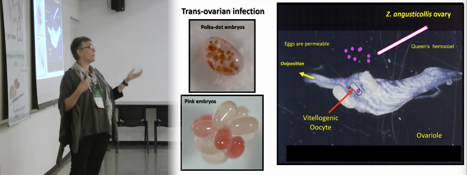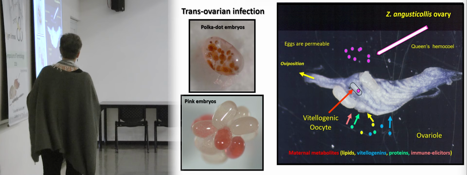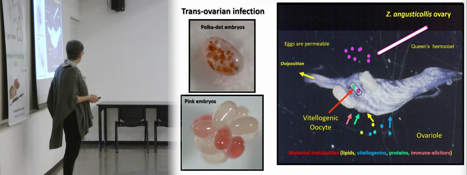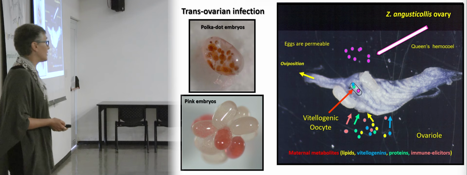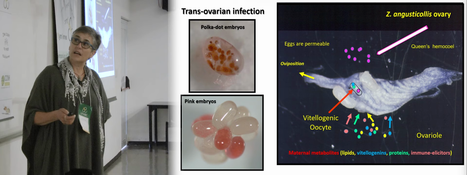Now there are other important things that mom can give it. So there are maternal metabolites such as lipids, vitellogenins, proteins, and other immune elicitors. And if the bacteria can get in, we can imagine that other metabolites can also make it, right? So they can also go in there, the vitellogenins, immune elicitors, and so on. And so the idea is that maternal contributions could really influence the phenotype of those eggs.